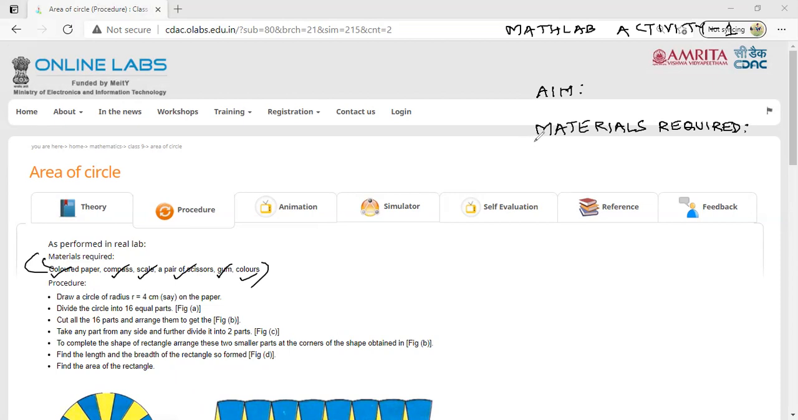Then third you will write, no, aim. After aim you will write prerequisite. Okay. After materials you can write prerequisite. Pre means previous knowledge required. Prerequisite means previous knowledge required. Prerequisite, where will you find prerequisite?